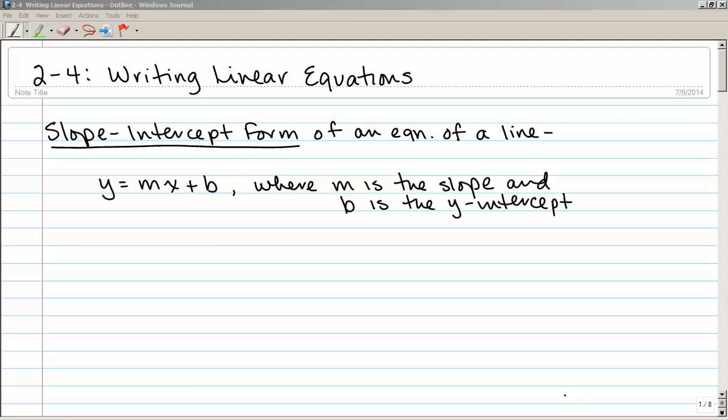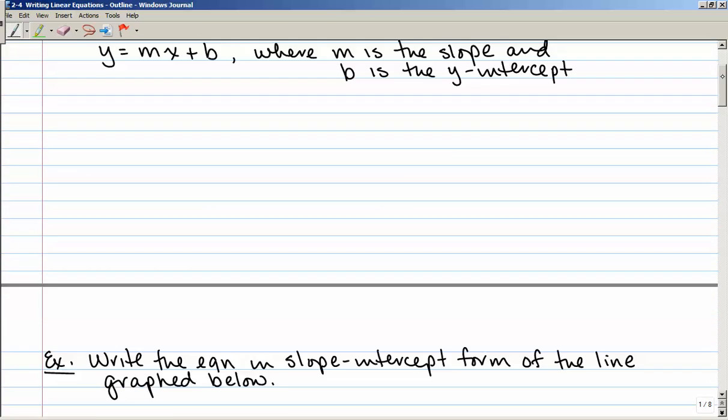Section 2-4 is called writing linear equations. And you'll recall from Algebra 1 that the slope-intercept form of the equation of a line is y equals mx plus b, where m is the number that represents the slope and b is the number that represents the y-intercept. And remember, the y-intercept is the point at which the graph crosses the y-axis.